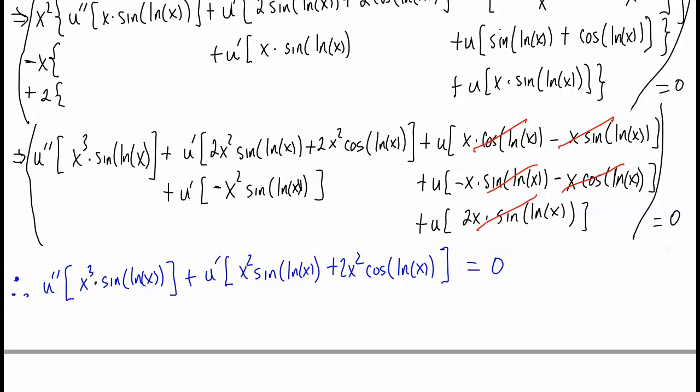Now, at this point, what we want to do is let v equal u prime and v prime equal u double prime. And I'm putting these here, but really, since v is going to be a function of x, then of course, if we take the derivative of a derivative, we're going to get the second derivative. And so that's why that would end up following suit there.